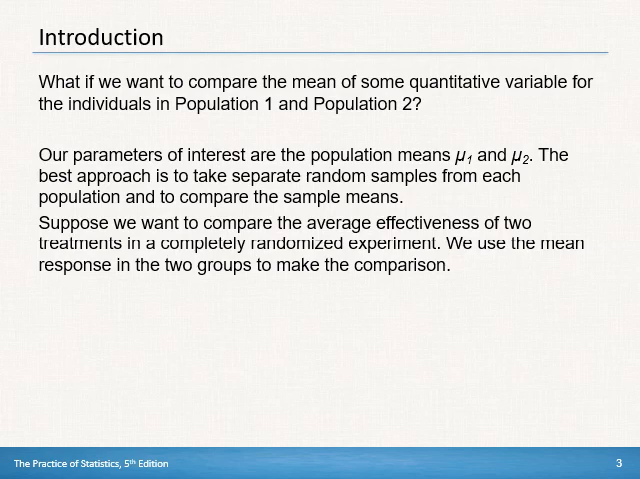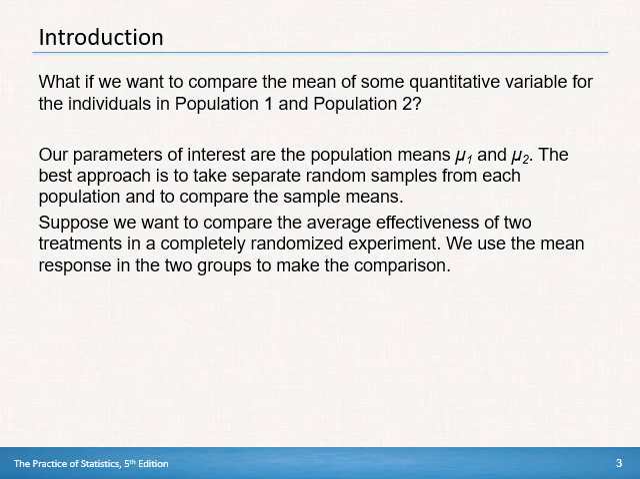All right, so what we want to do here is compare the means from two different populations. So we have population 1 and population 2. And so we're going to take samples from both those populations and compare the sample means and then try to use that information to say something intelligent about the difference in the population means. So our parameters of interest are the population means mu sub 1 and mu sub 2.